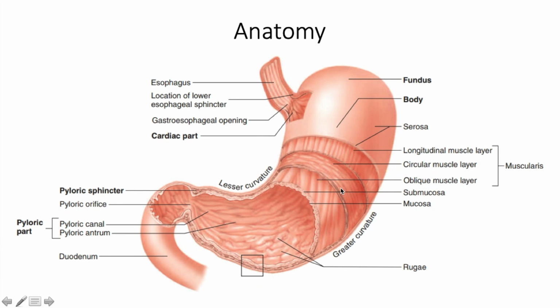The other important things about the anatomy of the stomach are the layers. So the mucosa and submucosa, we'll get into this on the next slide, but 2 layers of muscle in the proper muscle of the stomach, or the muscularis.